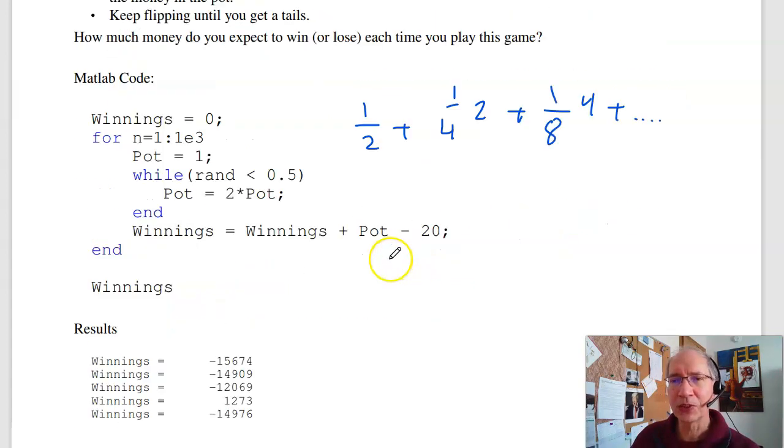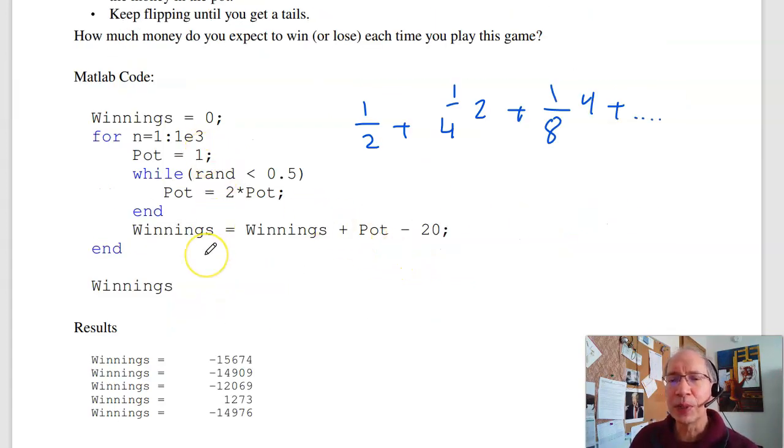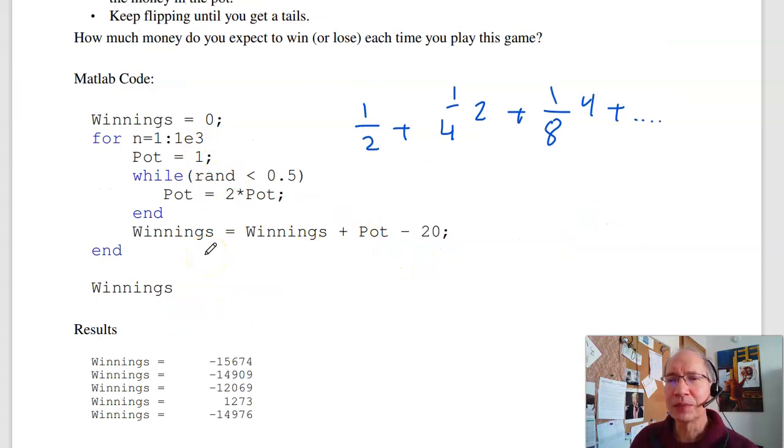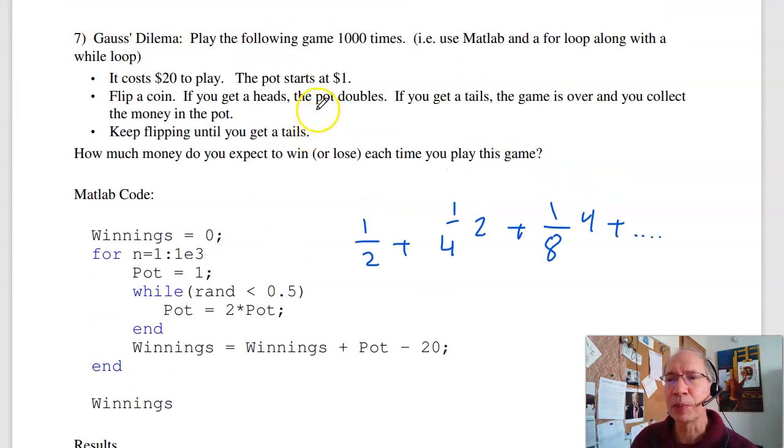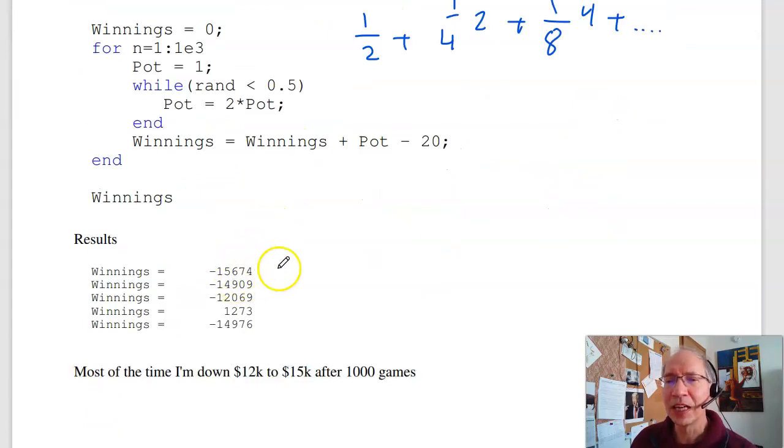So let's try it. If I play the game 1,000 times, after 1,000 games, I'm down $15,000, $14,000, down $12,000, up 1,000, down 14,000. Basically, it's a really lousy game. In practice, you almost always lose. I'm always losing around $12,000 to $15,000 in 1,000 games, even though on paper I should win infinite.